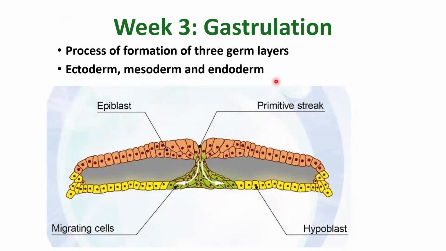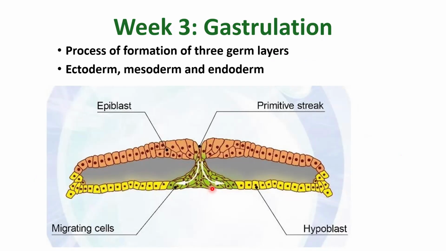And in this third week of gastrulation, you'll have the process of formation of three germ layers. So gastrulation is the process of formation of three germ layers. The three germ layers will be ectoderm, mesoderm, and endoderm. It's important to note that all of these three layers will be coming from the epiblast. So how?